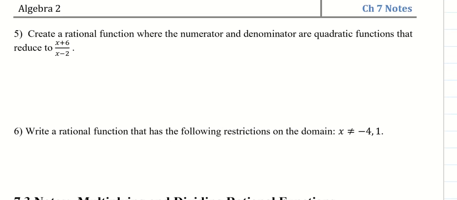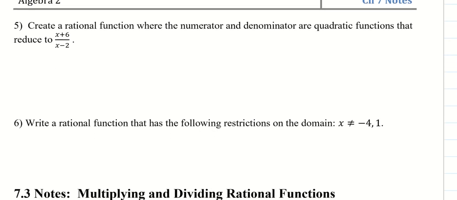All right, guys, last 2 questions. So for number 5 and 6, we're kind of going backwards in our understanding of how to simplify these rational expressions with polynomials. So we're creating a rational function, r of x equals p of x over q of x, where p of x and q of x are both quadratic functions, polynomial functions. The numerator and denominator need to be quadratic functions.